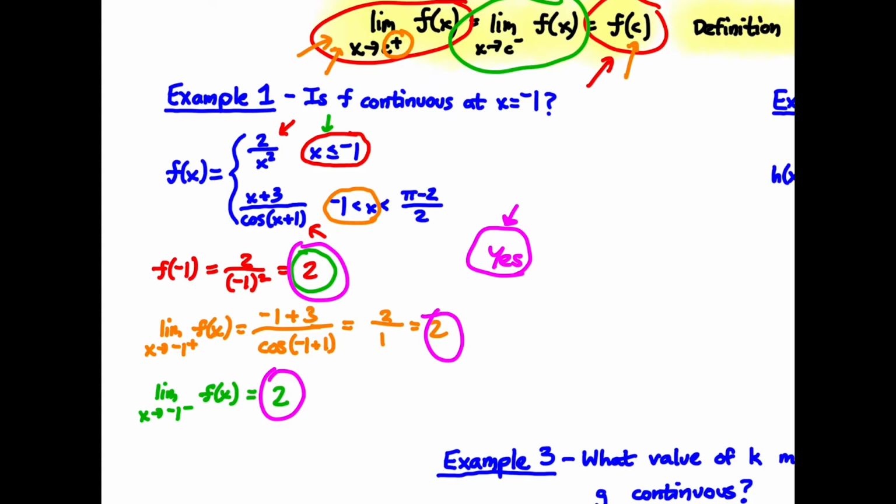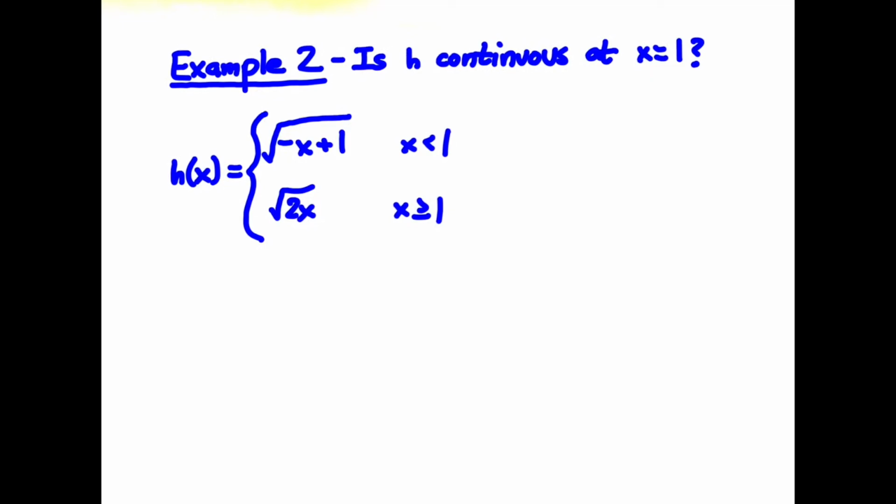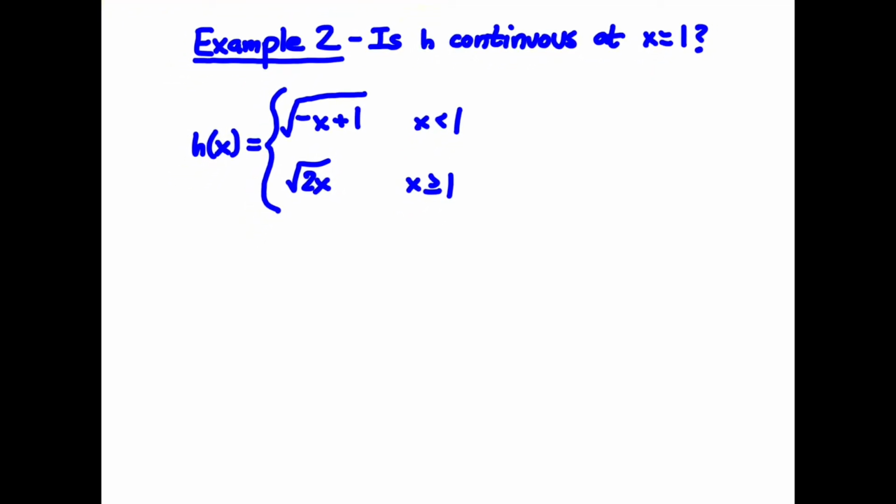All right, let's do example 2. Okay, example 2, it says, is h continuous at x equals 1? So first thing I'm going to do, again, is find h of 1. Now I'm going to need to figure out which piece I use, the top piece or the bottom piece. Well, this one says x is greater than or equal to 1, so we're going to use that piece. So I'm going to plug in 1 for that, and you end up with just the square root of 2.